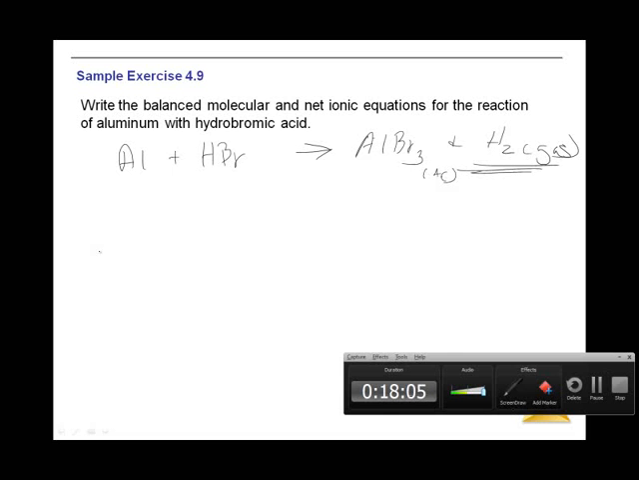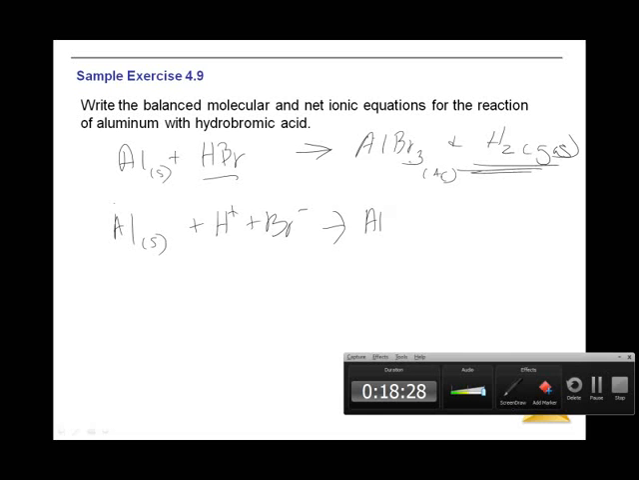So I'm going to end up with my aluminum here as a solid, right? It's not an ion. Aluminum plus. I'm going to ionize this. I'm going to end up with an H+ and a Br-, and I'm going to get out of that an Al.